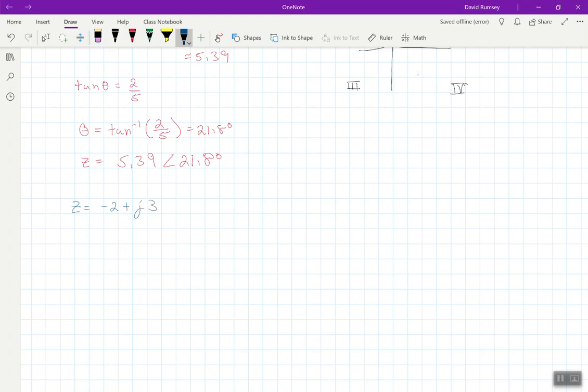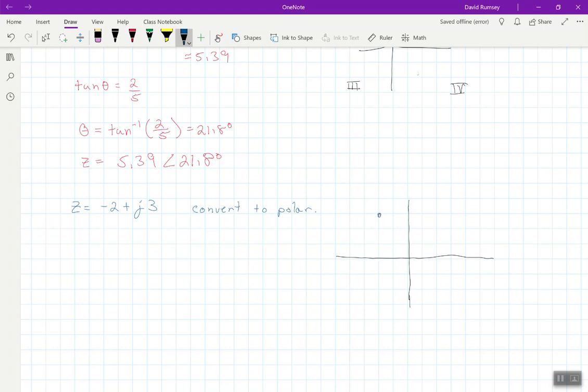So we have the complex number -2 plus j3. We want to convert to polar. Well, the first thing I'm going to do here is just sketch where this is. If you want to be precise, you can be precise, but it's really not that important to be hugely precise on where it's located.